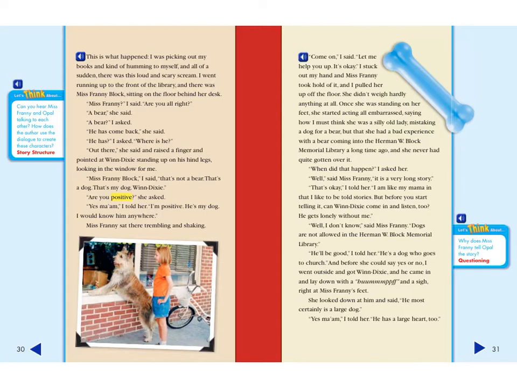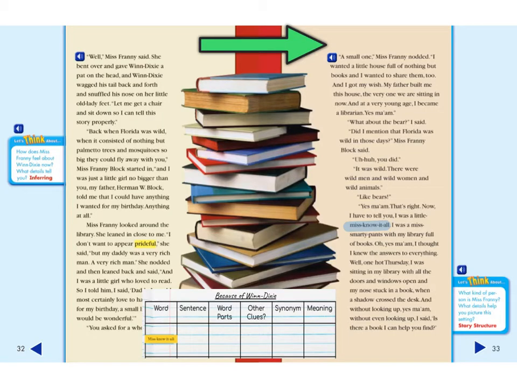And we also know that Miss Franny, who owns the library, mistakenly thought that Winn-Dixie was a bear peering or looking through the window. So once she calmed down and realized it was just a dog, she then told Opal the story of how a bear actually did come into the Herman W. Block Memorial Library when she was younger, helping us understand why she reacted that way. The last thing we read yesterday was a little bit more about Miss Franny and how she was sharing what it was like for her as a young girl and how she acquired, or got, the library by asking her very wealthy father to create it for her.